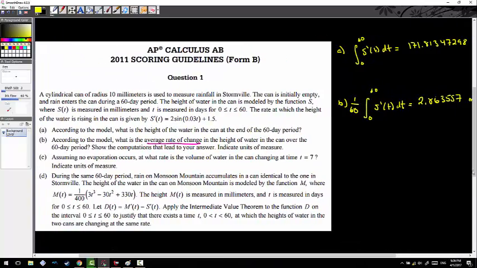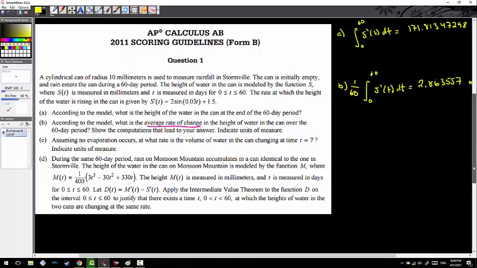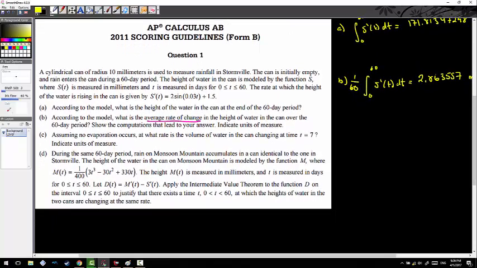Okay, let's take a look at part C. Part C says, assuming no evaporation occurs, at what rate is the volume of water in the can changing at time t equals 7? This could be an indicate units of measure. So this could actually be a really complicated problem, except if you know what the volume of a can is, it's V equals pi r squared h.